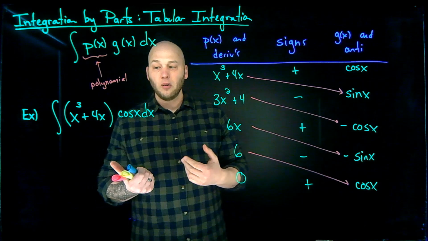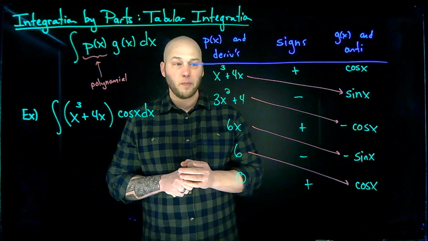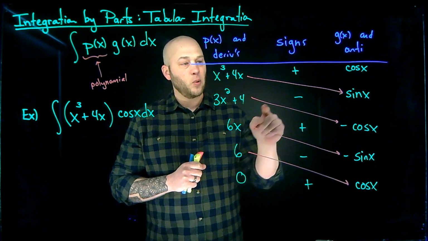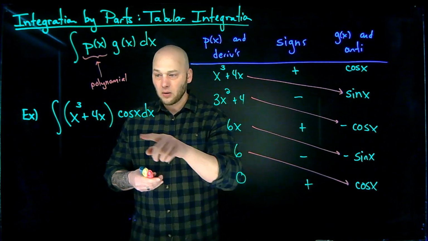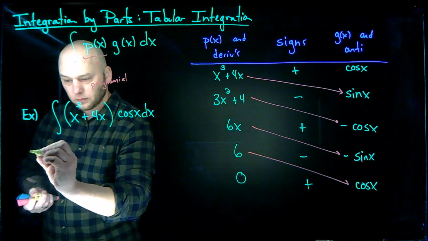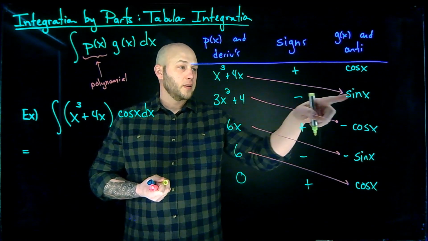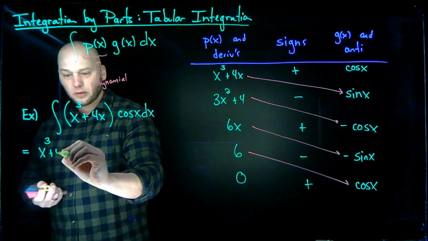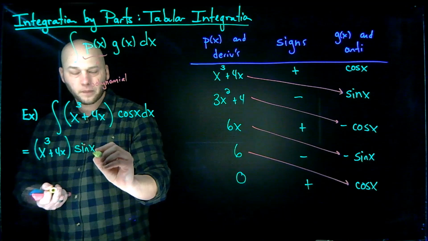Here are the resultant terms for using this method. Each of these arrows represents a product, and I'm going to use the sign directly above the arrow. In other words, the antiderivative of this function right here is going to be x cubed plus 4x times sine of x. So x cubed plus 4x times sine of x.